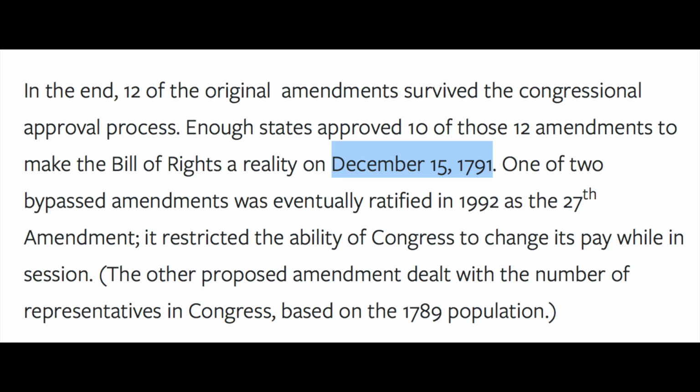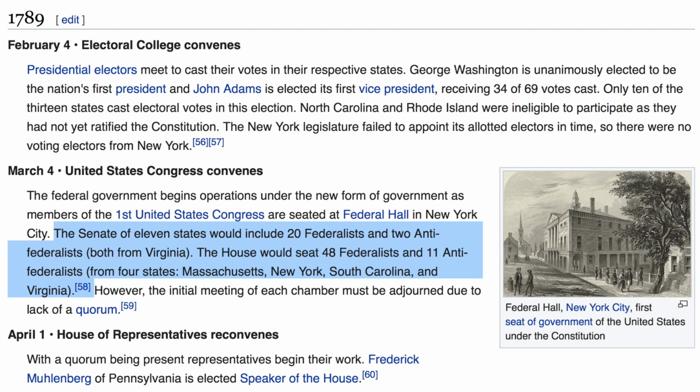And by this time, the people who were taking apart the Bill of Rights were mostly Federalists inside of the federal Congress. If we go back to that timeline of ratification, we see in 1789 is when the Congress first began to convene. On March 4th of 1789, the Senate was made up of 11 states and would include 20 Federalists and only 2 Anti-Federalists. The House would seat 48 Federalists and only 11 Anti-Federalists. So by this time, the Anti-Federalists were totally outnumbered, and anything that they said wouldn't matter at all.